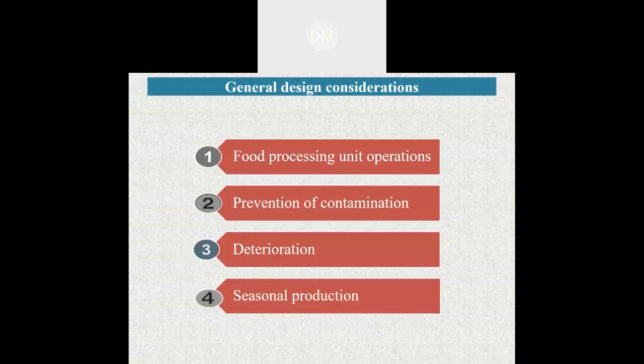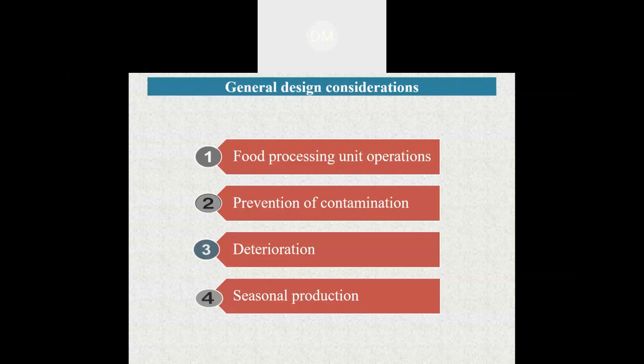Then general design considerations for plant design. First, food processing unit operations. There are different unit operations in food processing industries: sterilization, pasteurization, drying, puffing, foaming, peeling, blanching, washing, grading. So there are many unit operations in the food industry, but these unit operations depend on the product category and product type.